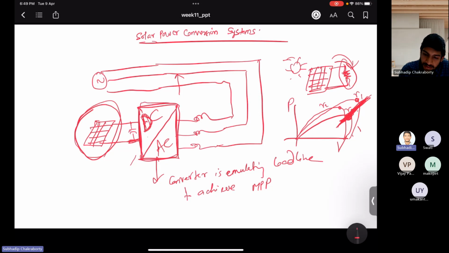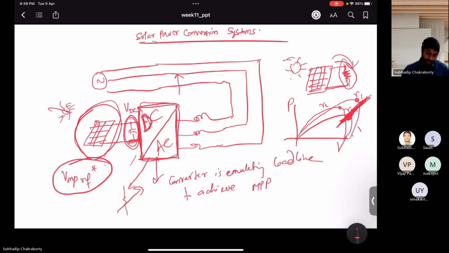What will the converter do? The converter will vary the DC link voltage across the PV. So the converter is behaving as a variable resistor across the PV, a resistance which can vary, and accordingly it will make the voltage V DC equal to the maximum power point voltage for that given radiation. Because if the radiation changes, then the VMP maximum power point reference will change.